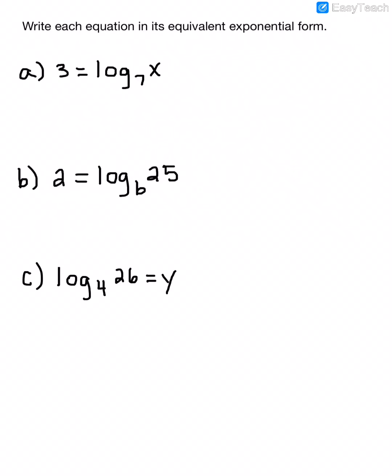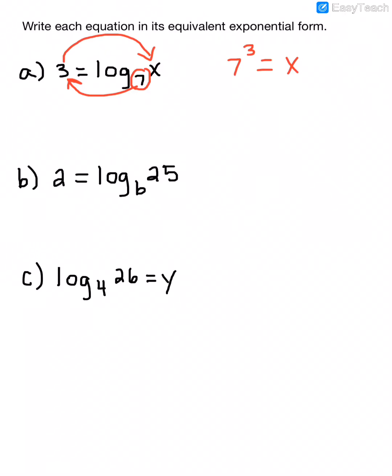In order to write a logarithm in its equivalent exponential form, this is what we do. We take the base of the logarithm, so in this case our base is 7, and we raise it to this power. So it's 7 raised to the 3rd power. So the exponent is what it's equal to, and then it equals the argument. It's just like we go in a little circle. We take the base, we raise it to what it's equal to, and then it equals the argument.